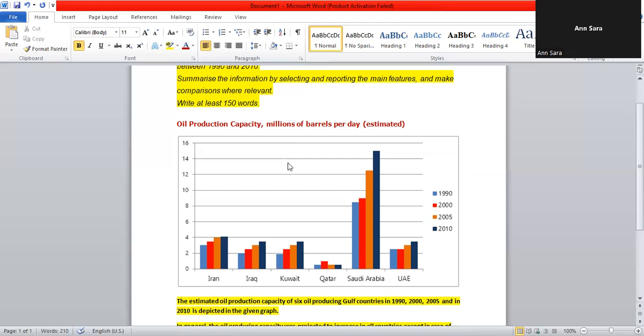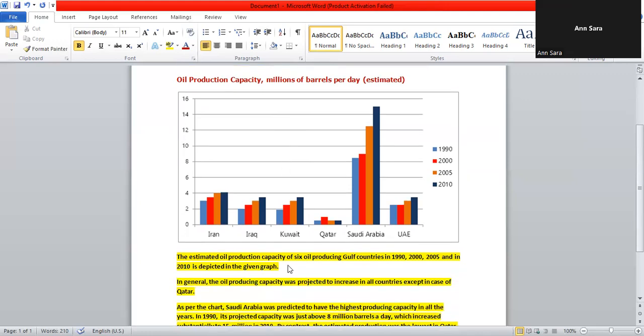In all the other countries, Iran, Iraq, Kuwait, and UAE, you can see the production pattern is similar, but in Iran you can see a little more production than the other three countries. So let us go ahead with the model answer here.